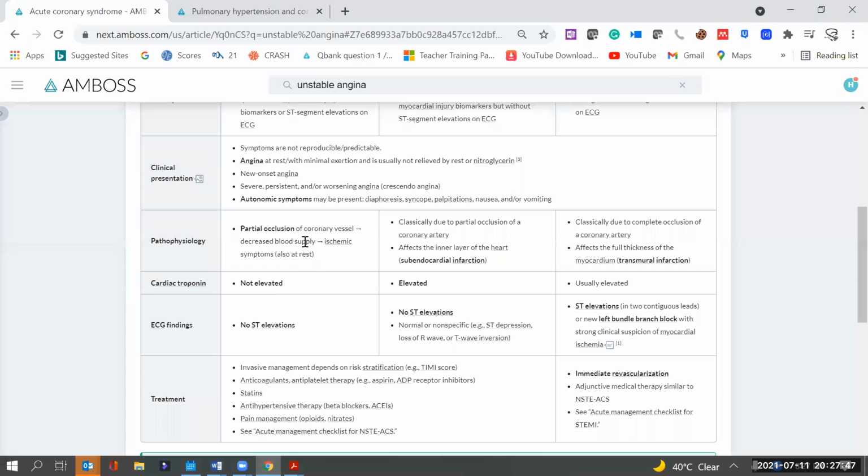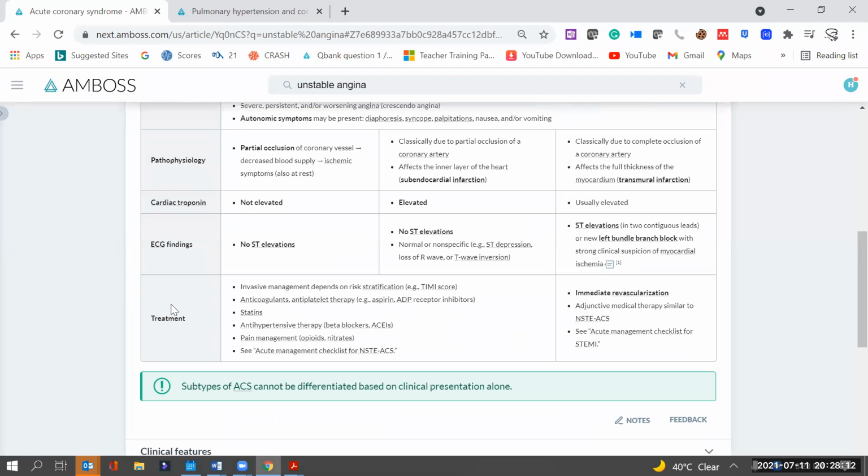Pathophysiology is partial occlusion of a coronary vessel that can lead to decreased blood supply. And of course, whenever there is decreased blood supply, there will be ischemia. But ischemia is reversible. Once it goes to infarction, infarction is irreversible. Infarction will always lead to dilatation, and dilatation again leads to regurgitation, and that leads to congestive heart failure. So that's the whole theory.